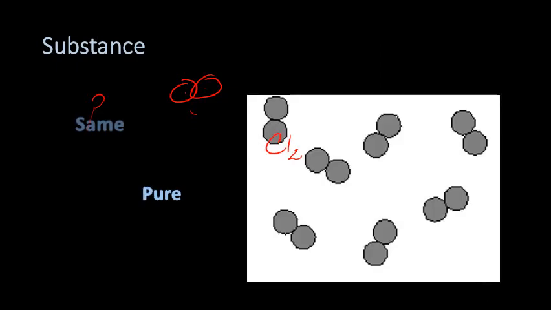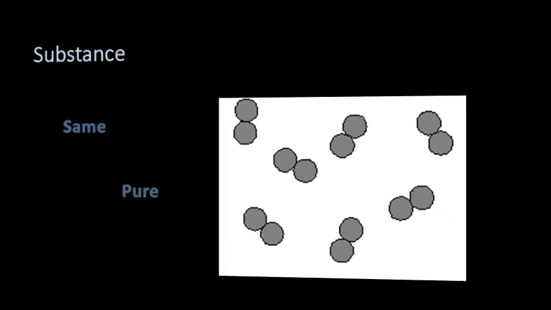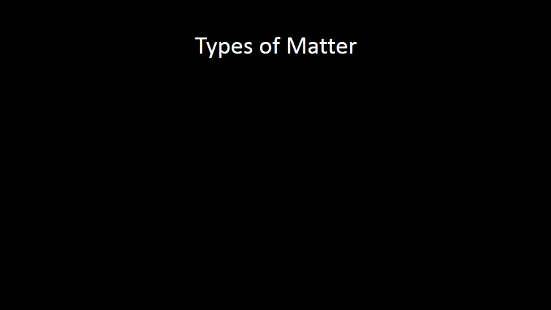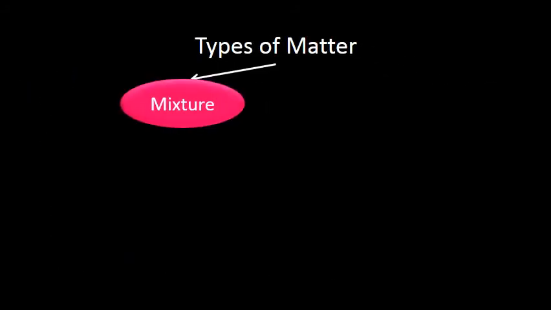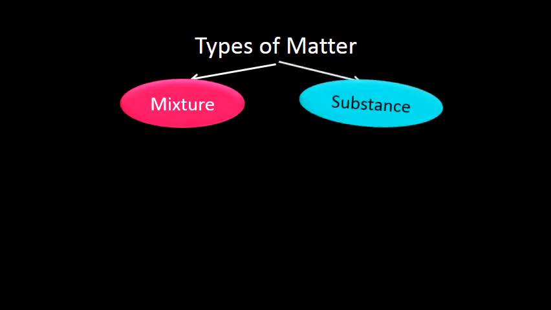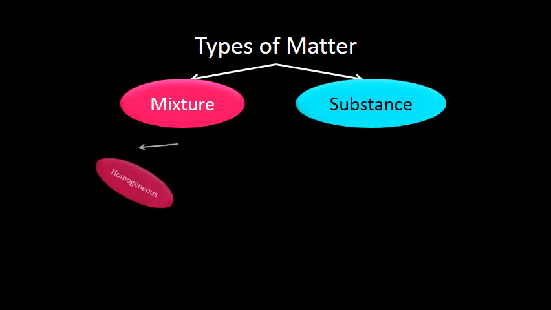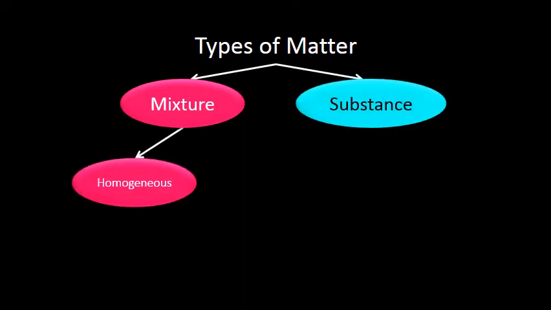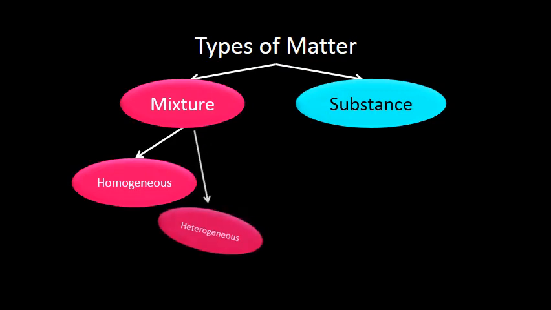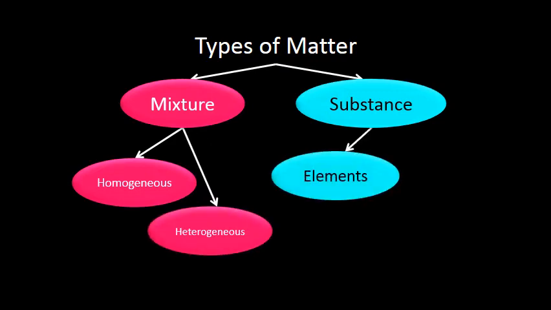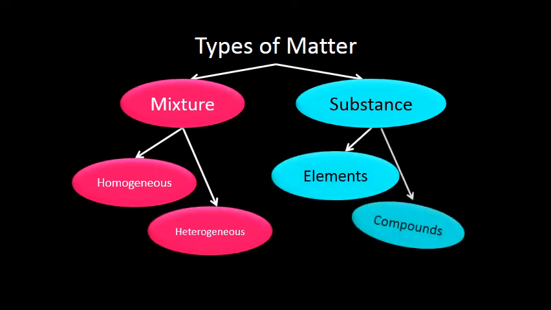Here we have another substance because it is the same thing all the way through it. Even though those atoms are bonded together, this is an element. It's the same all the way through it. So matter, again, it's either going to be a mixture or it's a substance. If it's a mixture, it's either homogeneous or heterogeneous. If it's a substance, it's either going to be an element or a compound.